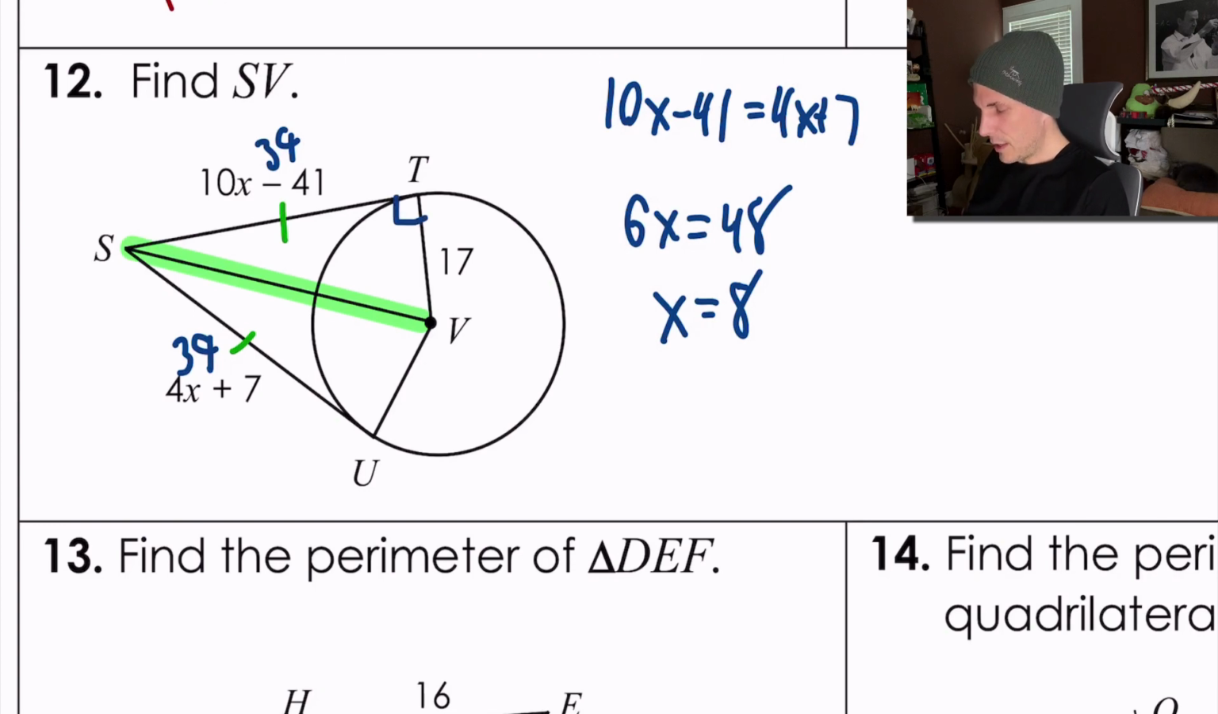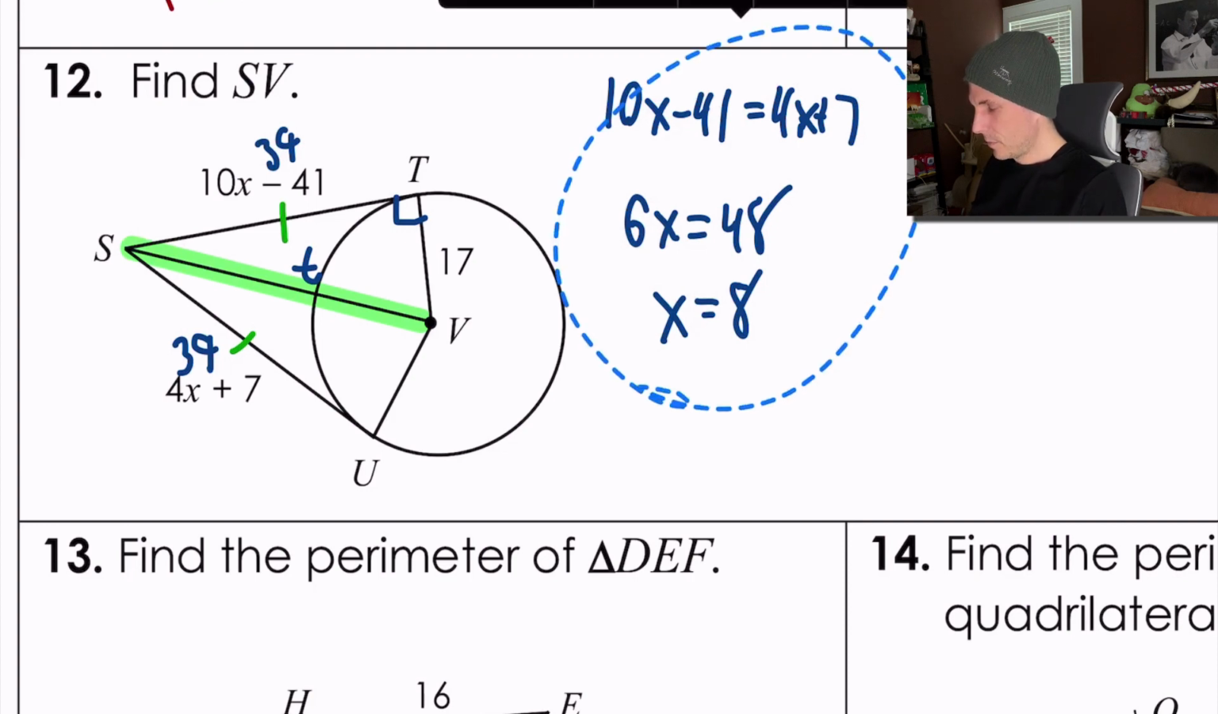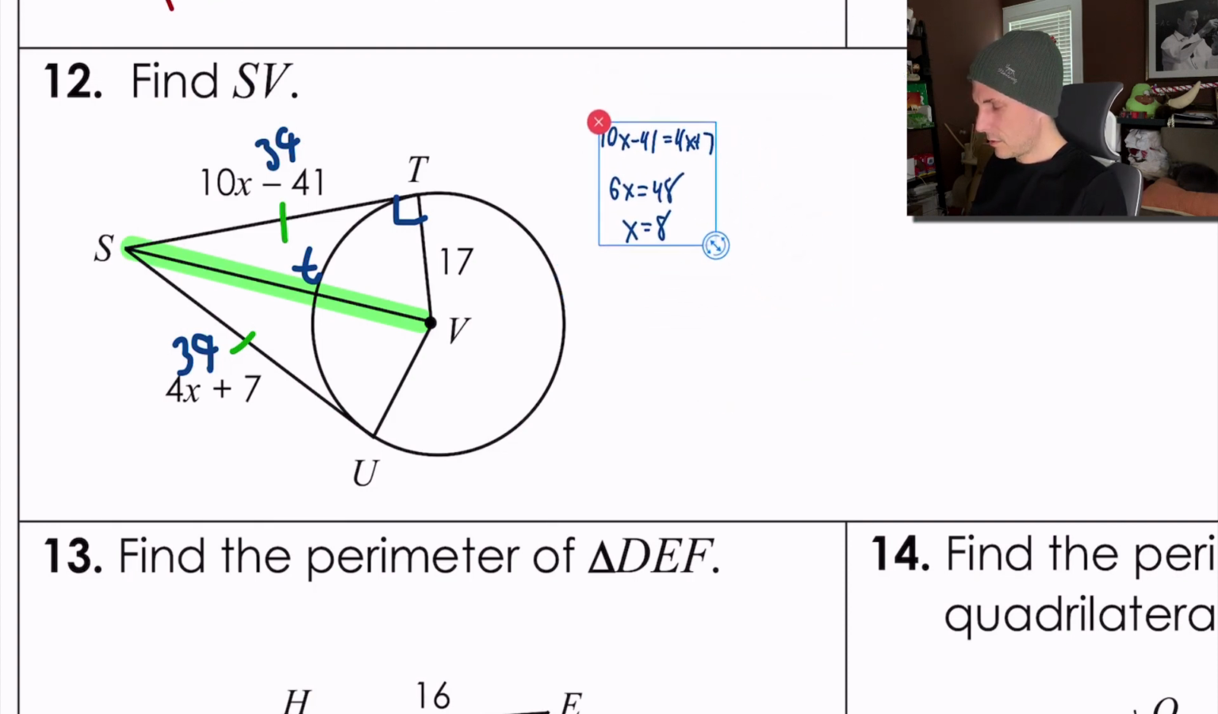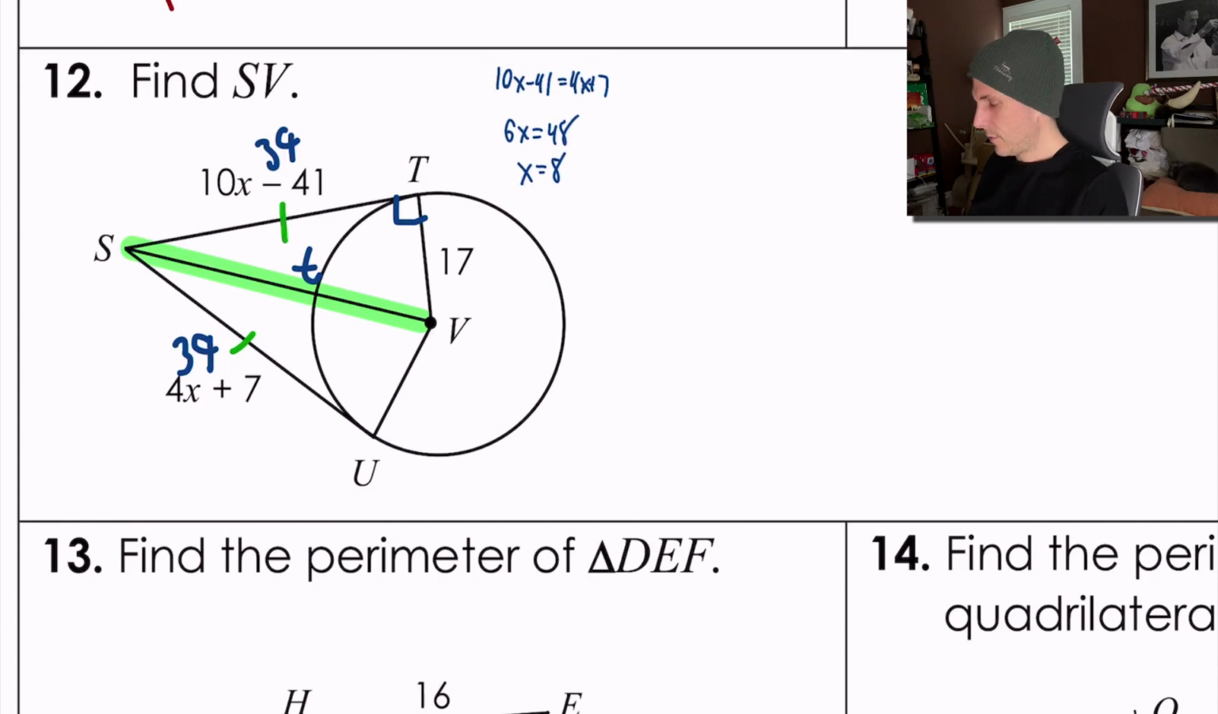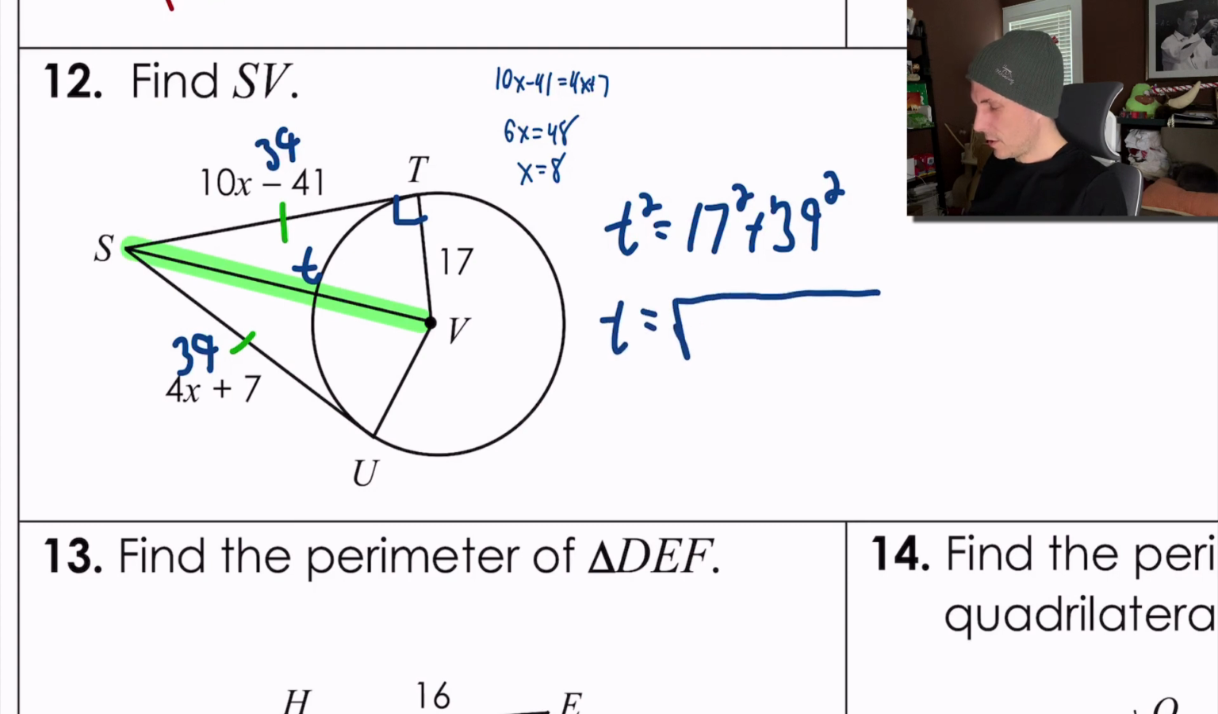I'm going to call this side, we'll call it Z. Actually, you know what? Let's call it T, little t, right across from the big T there. So let's solve for side T. So that means we use the Pythagorean theorem. So shrink this guy down. And we have T squared equals 17 squared plus 39 squared. So T is going to equal the square root of 17 squared plus 39 squared.